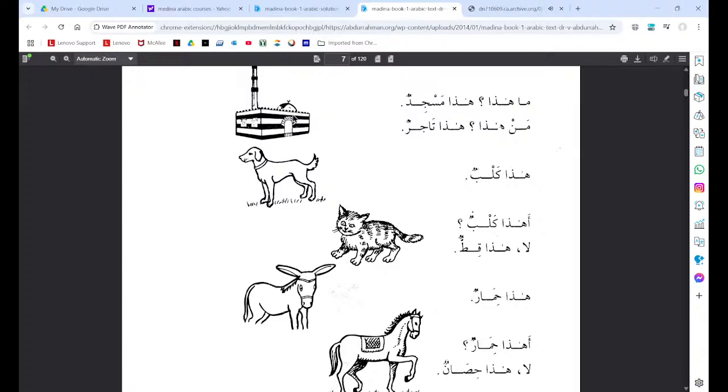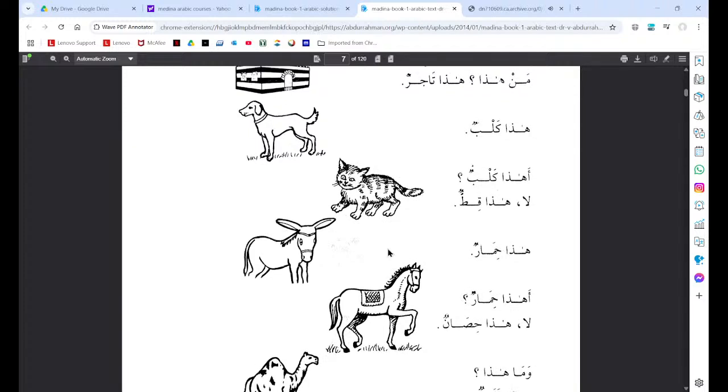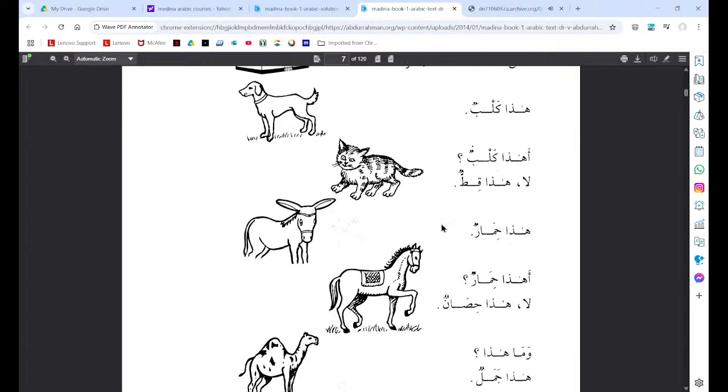What is this? This is a masjid. Man hada? Hada tajirun. Who is this? This is a merchant. There's no picture of a merchant. هذا كلب. This is a dog. أهذا كلب؟ Is this a dog? لا. هذا قط. No, this is a cat.